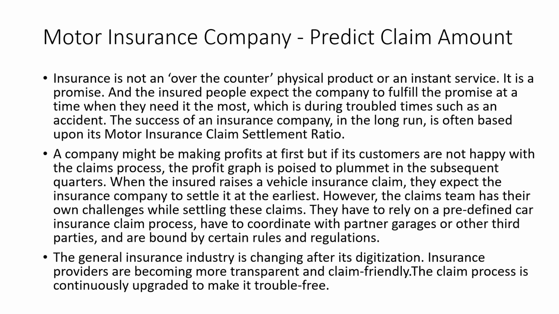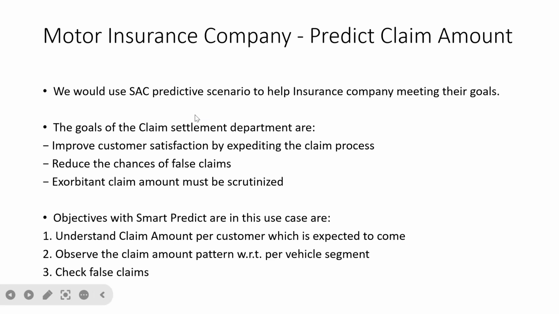If the claim is in that range, they will go for an auto approval, which will improve customer satisfaction, and the customer will renew this product. If the claim is much higher than the predicted claim amount, then they go for an inspection of that product. That is the main agenda here. After digitalization they are becoming very claim friendly. The goals of my claim settlement department are to improve customer satisfaction by expediting the claim process. How do they improve it? If the claim amount is within the range of the predicted amount, they will immediately approve, improving customer satisfaction.